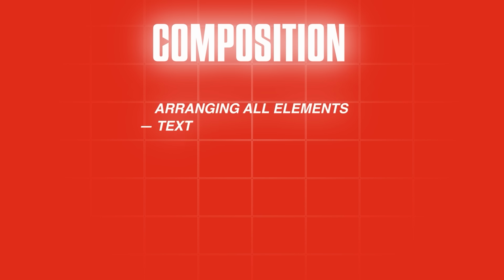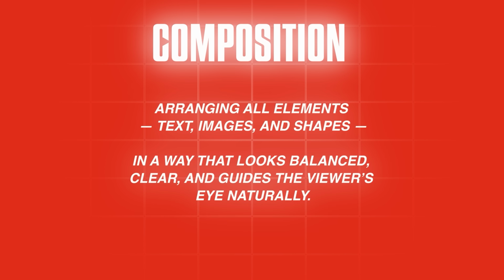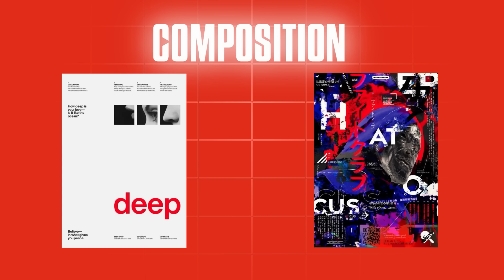Finally, composition in design means arranging all the elements like text, images, and shapes in a way that looks balanced, clear, and guides the viewer's eyes naturally. If your designs are simple, clean, and minimal, or maximalized with a lot of elements, or maybe it's looking very fancy, end of the day it should serve its purpose.